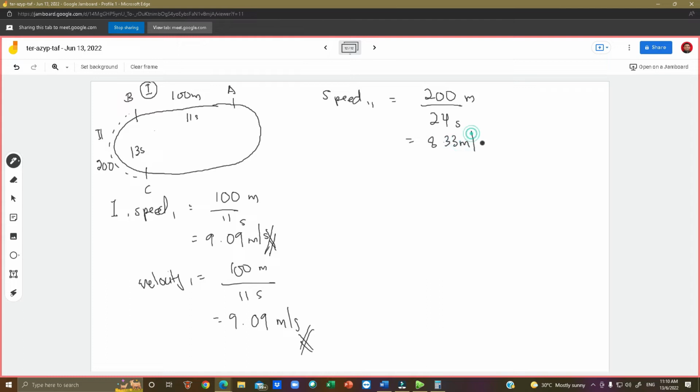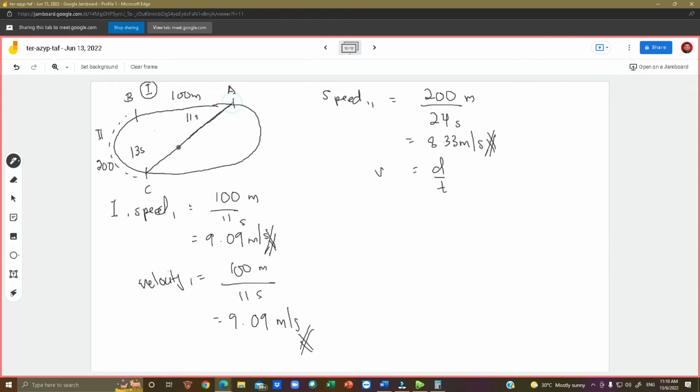8.33 meter per second. This is the speed for the second section. Okay, for 200 meter, the displacement is a bit tricky. Velocity equals displacement divided by time. Velocity is displacement over time. Now, the displacement is this one.